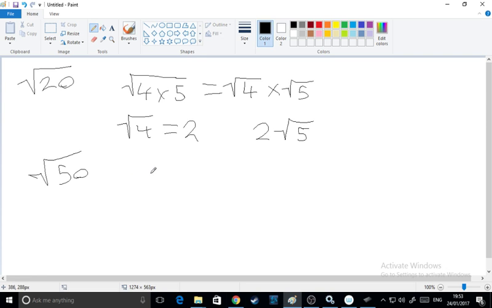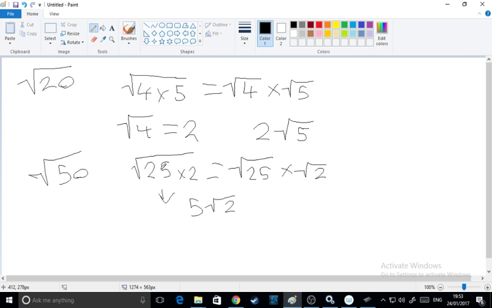10, actually, oh no, what? Well, 10 isn't a square number. 25 is a square number, so you can go 25 times 2, and let's just keep this, 25 times root 2, and this can be simplified down to 5 root 2, because the square root of 25 is 5. A rule when you're working with surds: you always want to find the lowest square number.